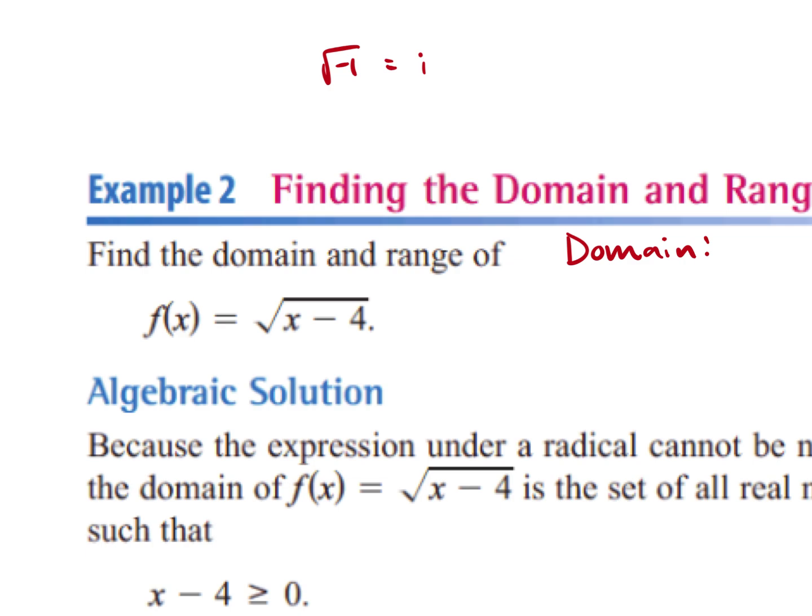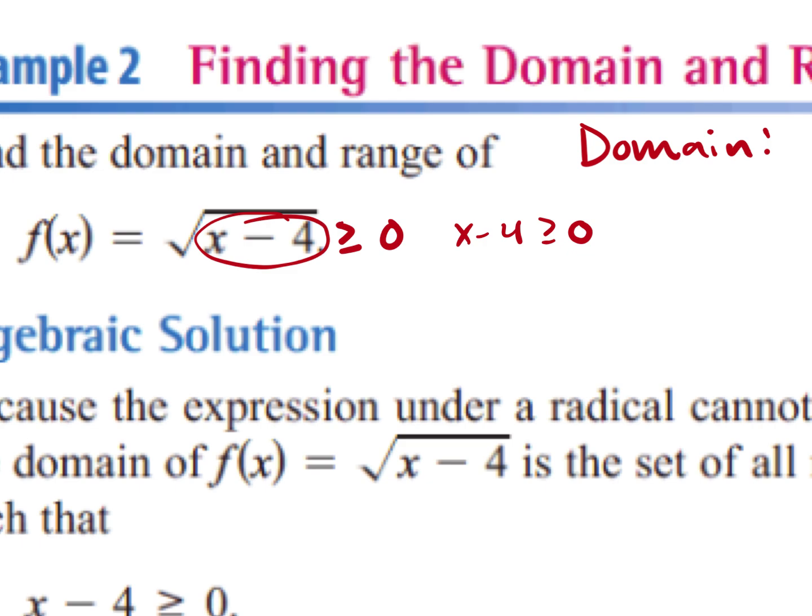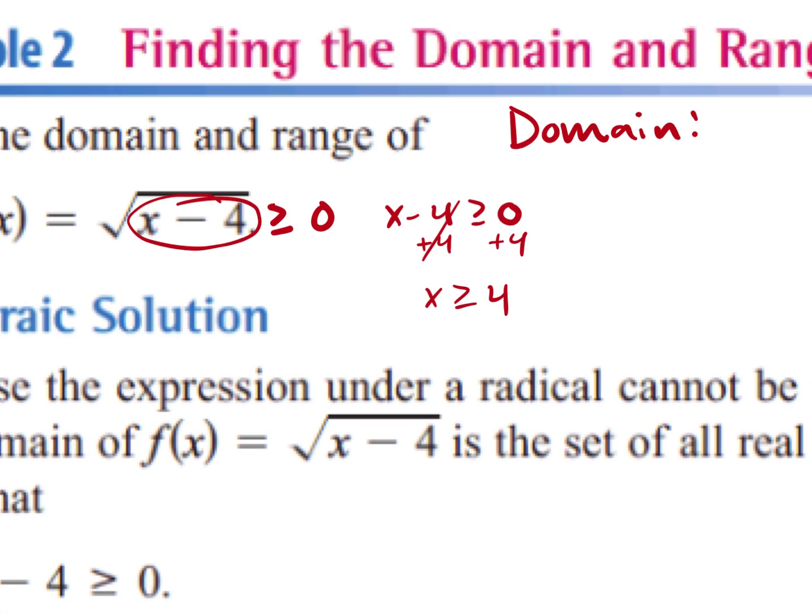So we want whatever is under our radical to be greater than or equal to 0. So we set whatever's under the square root greater than or equal to 0. So x minus 4 is greater than or equal to 0. Then we solve from here. We want x all by itself. What should I do? Add 4. So x is greater than or equal to 4. So our domain, we're talking about x values that are greater than or equal to 4.